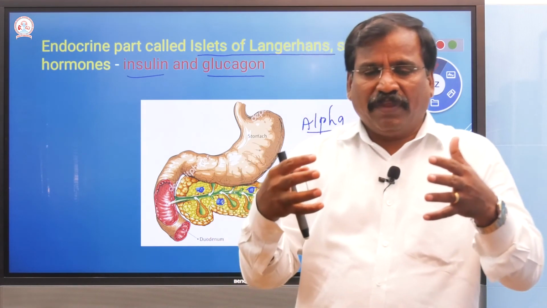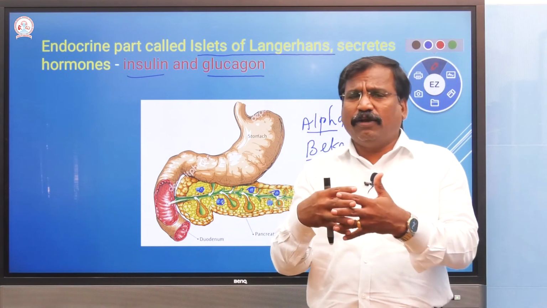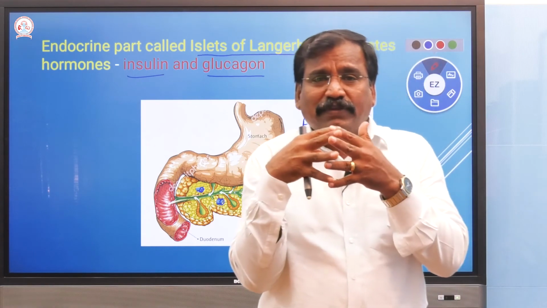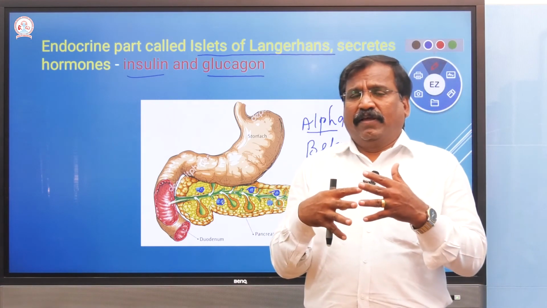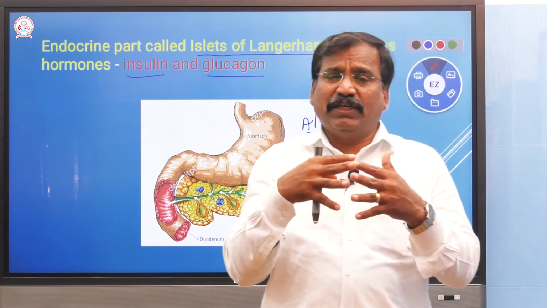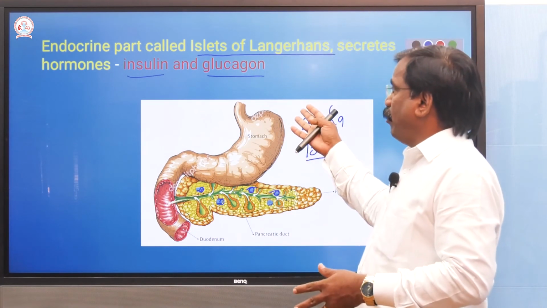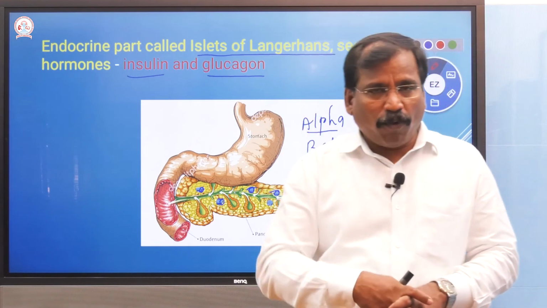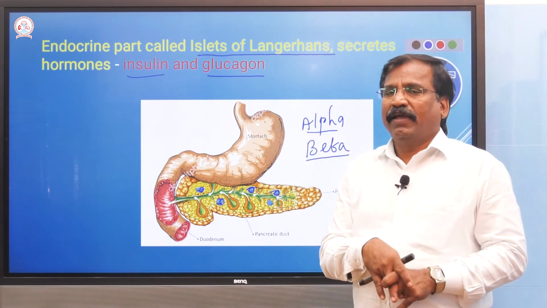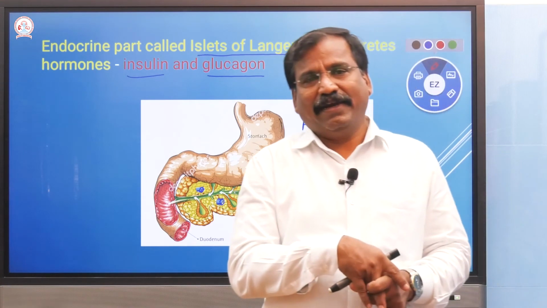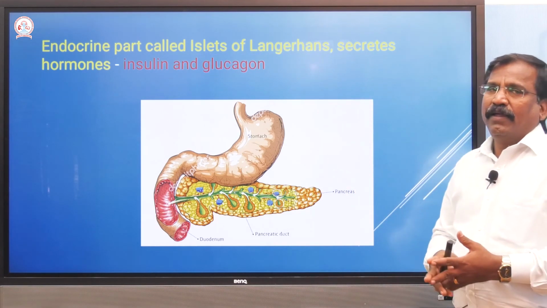Both glucagon and insulin are very essential to maintain the glucose level in the blood. If the secretion of any one of these hormones is increased or decreased, hypersecretion or hyposecretion, that leads to a problem called diabetes mellitus, sugar.